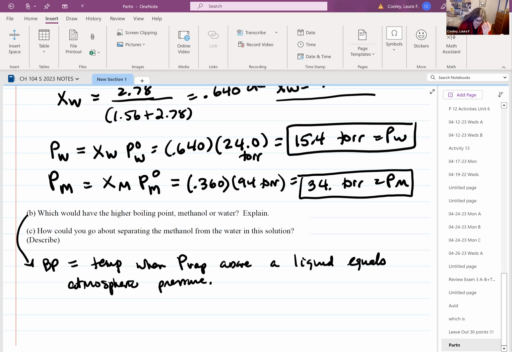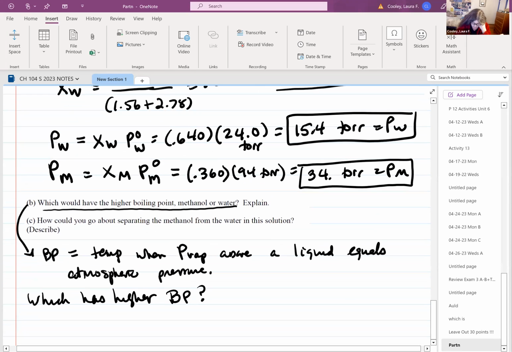So given all that, you don't even need to know that necessarily to answer this question, but which would have the higher boiling point? So what's the answer to that? Which has the greater intermolecular forces? Water.